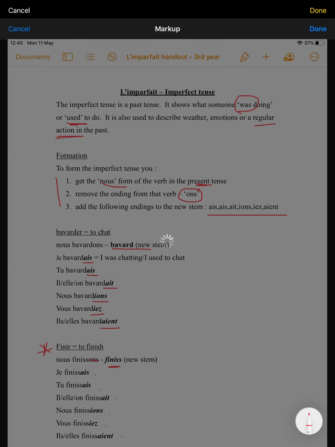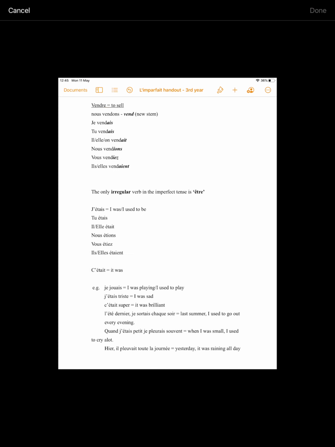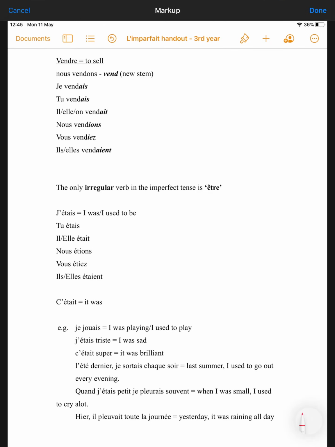Okay, right, we'll just have a look at an RE verb. So again, you go to the nous part of the present tense, nous vendons, drop the ONS off the verb word, vend is your new stem, and then on go your endings: AIS, AIS, AIT, IONS, IEZ, and AIENT. Okay, and that's how you form the imparfait.